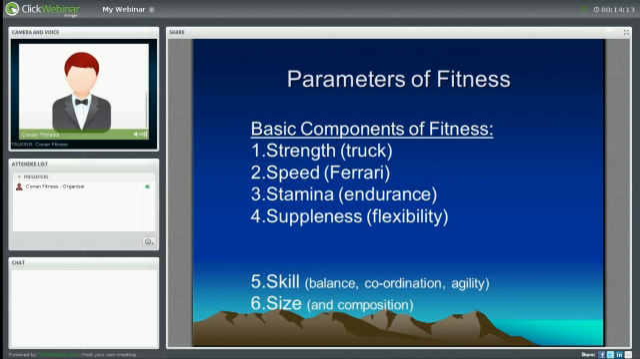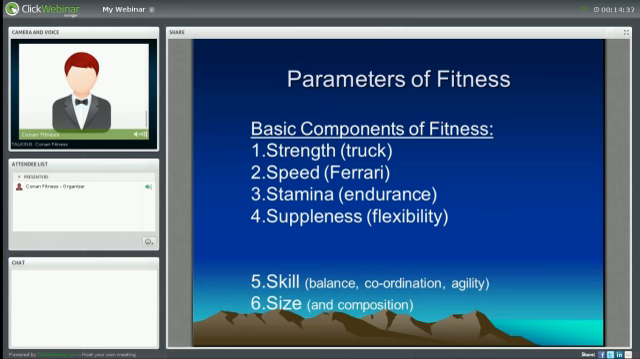But let's look a little lower. There's another two S's there. The first is skill. And for those that don't think skill is a parameter of fitness, there is a lot to learn there. It is a huge and very important component of fitness, and you'll see why as we go into it. But this includes things like balance, coordination, agility. Some people class agility separately, but I'll go into why I put them together.